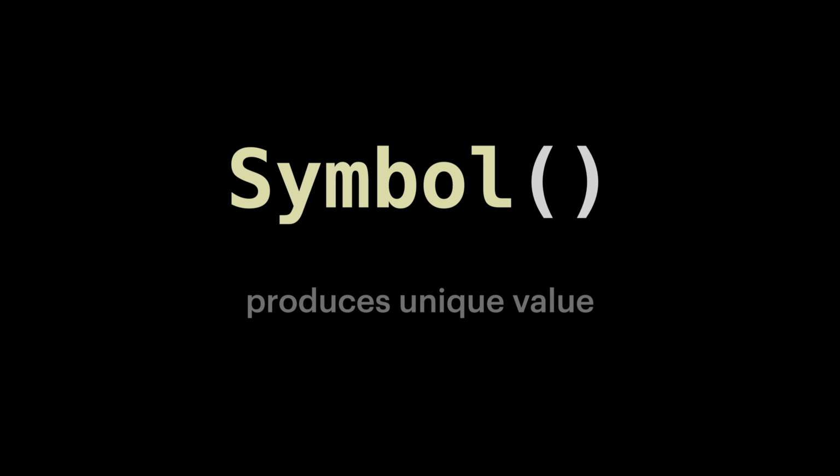Hello everyone! Today, we're diving into a JavaScript feature that's often overlooked but super powerful: symbols. Symbols are a special kind of primitive value introduced in ES6. They were designed to solve a very specific problem: creating unique identifiers for object properties that won't collide with anything else, even if other code adds properties with the same name.